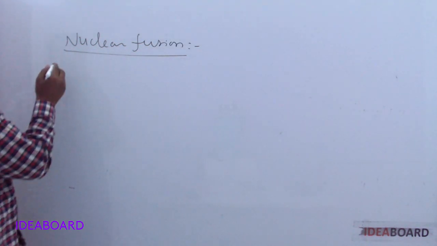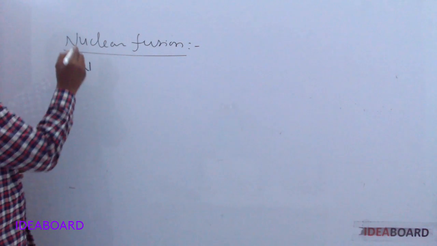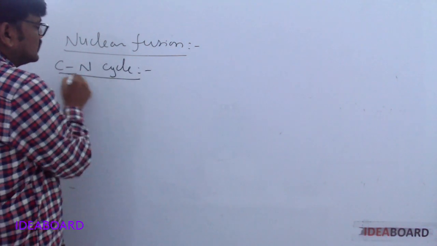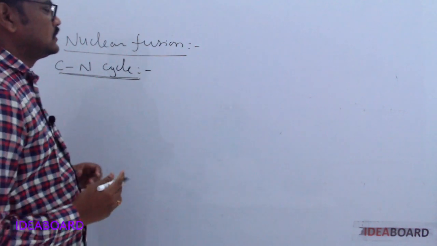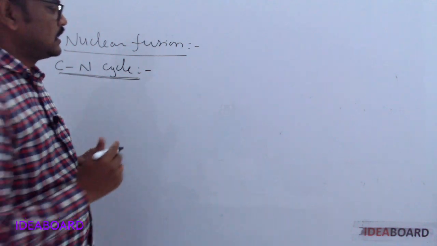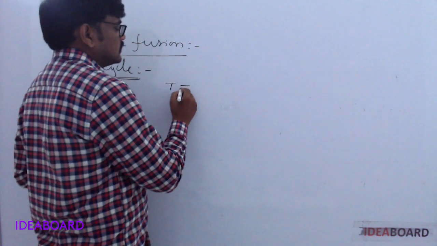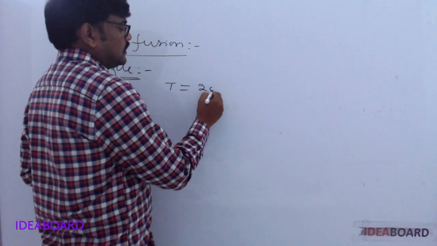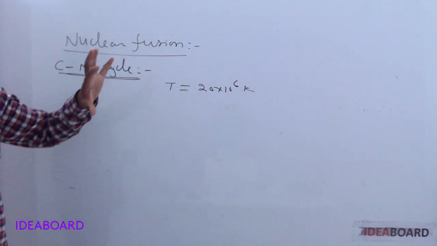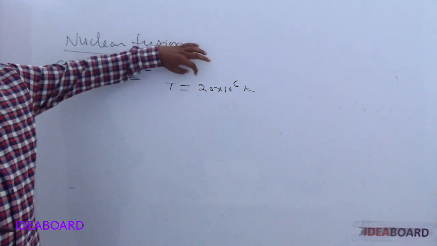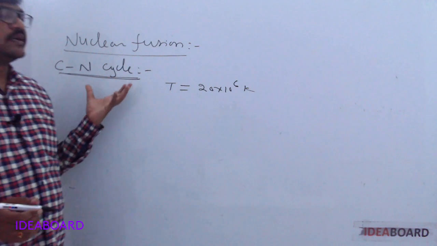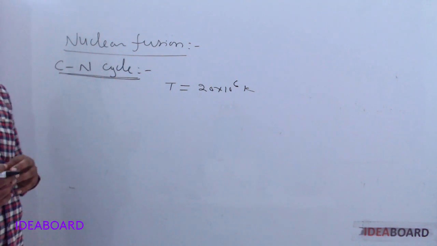And the next one is the carbon-nitrogen cycle, the CN cycle. The carbon-nitrogen cycle takes place on the sun or stars having a temperature of the order of 20 into 10 power 6 Kelvin. So they emit energy by the process of the carbon-nitrogen cycle.